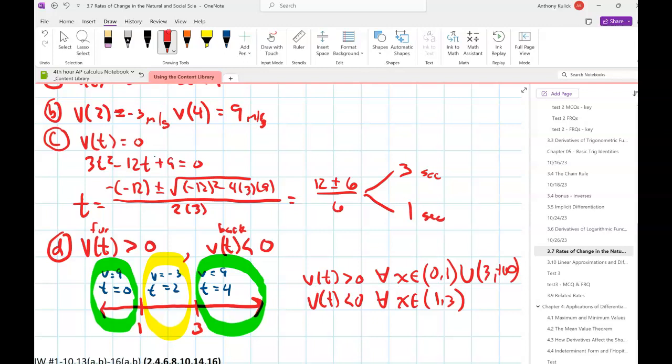Okay. And then also, would these be open or closed parentheses?